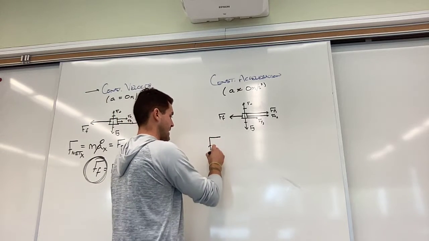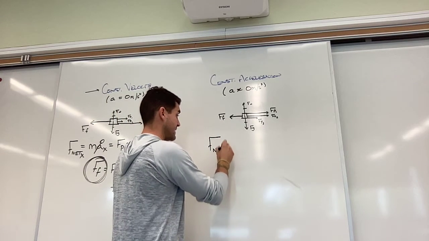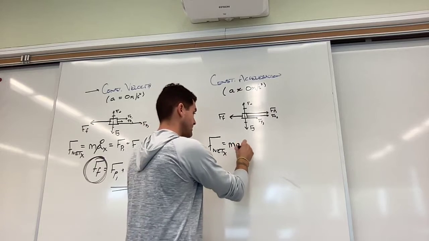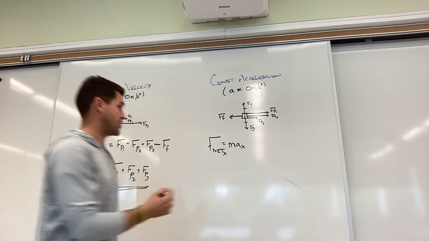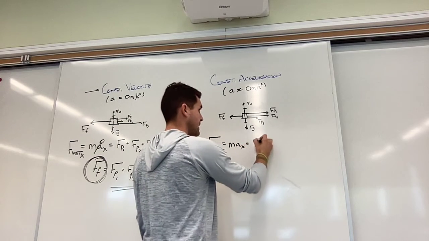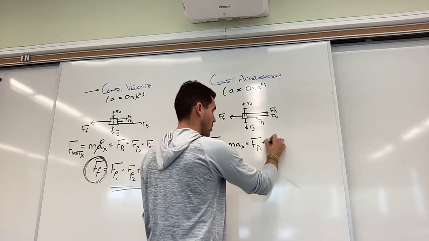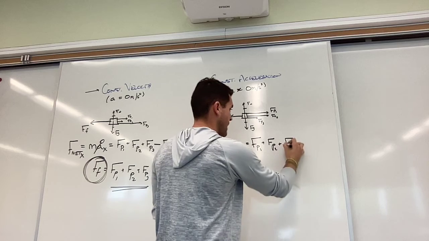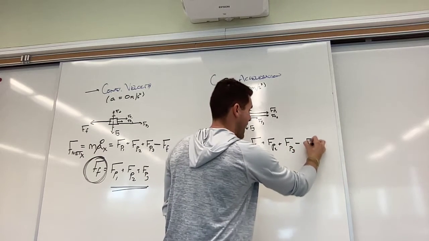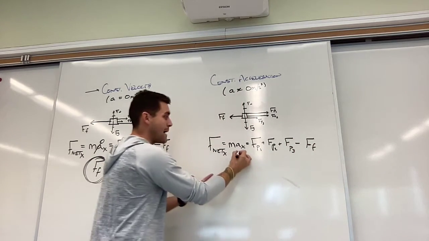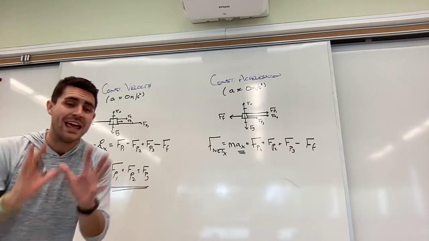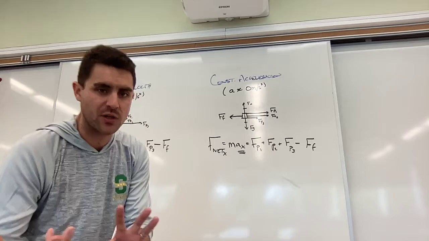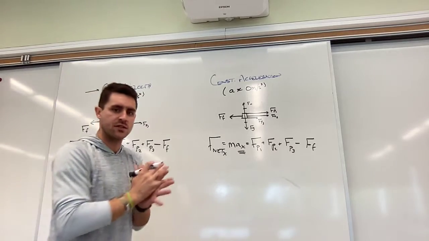Let's look at my F net in the x this time. Based on what I'm seeing here, it looks really similar. So F net x is going to be my push force 1, my push force 2, and my push force number 3, minus the force of friction. But this time, I do have an acceleration. Acceleration isn't 0. And this is where your second procedure or third procedure comes into play.